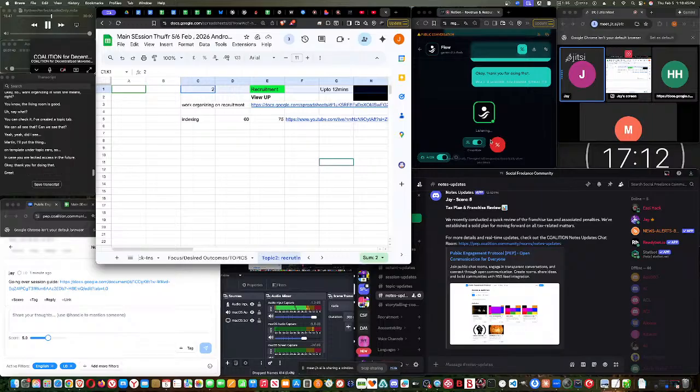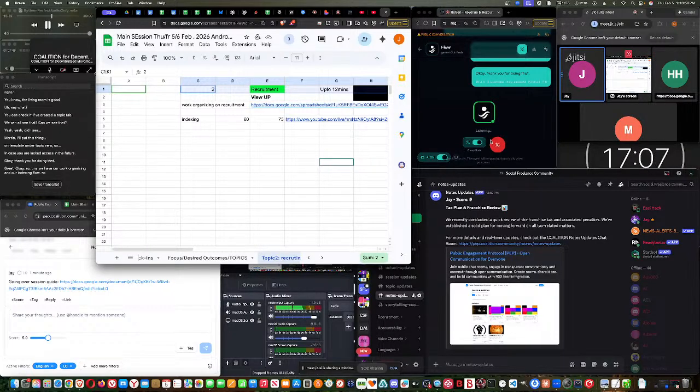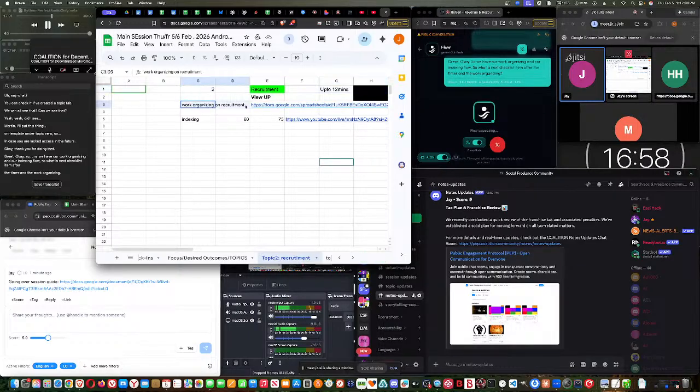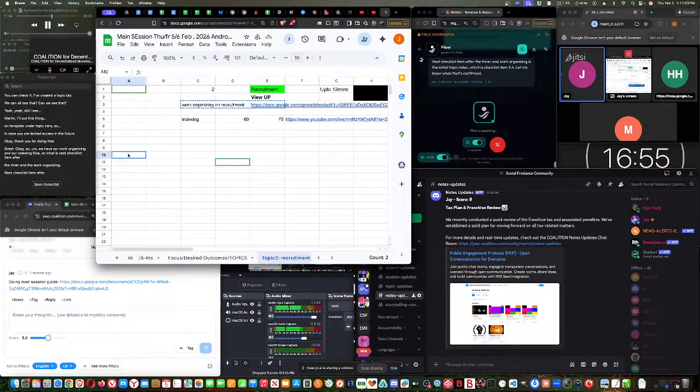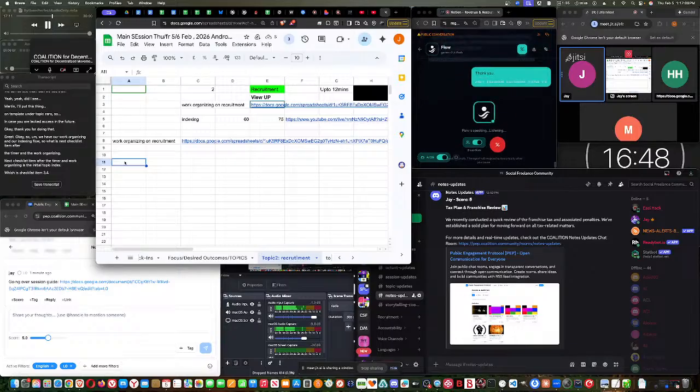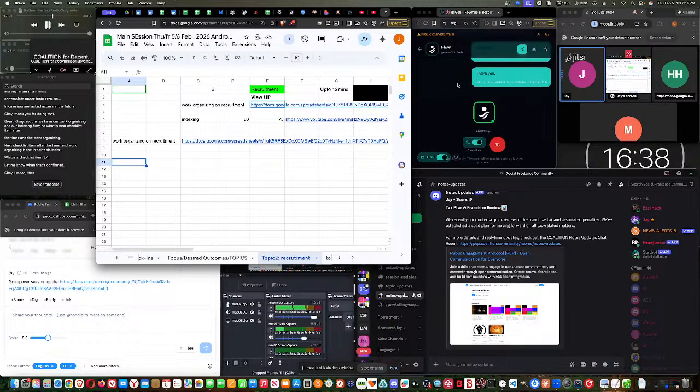Great. Okay, so we have our work organizing and our indexing flow. So what is the next checklist item after the timer and the work organizing? Next checklist item after the timer and work organizing is the initial topic index, which is checklist item 3.4. Let me know when that's confirmed. Okay, I mean, that's confirmed, right? We have that?